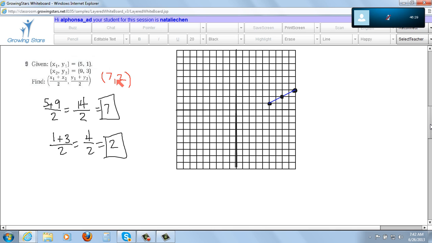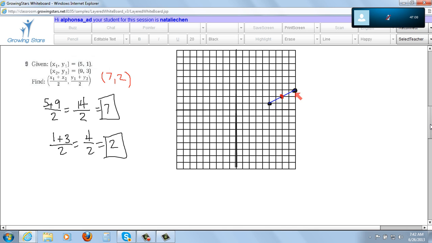Now, can you tell me what is the relation between this segment and this point 7, 2? From the figure, what can you find out? What can you assume? Oh, 7, 2 should be the midpoint. Yes, that's what I wanted. Very good. 7, 2 is the midpoint between these 2 points.